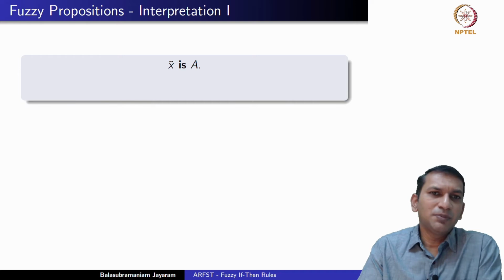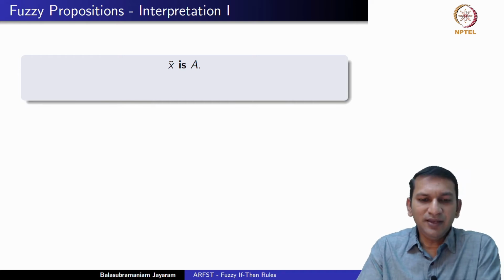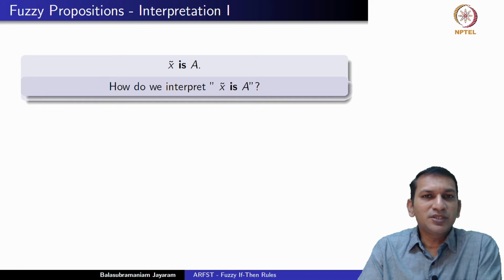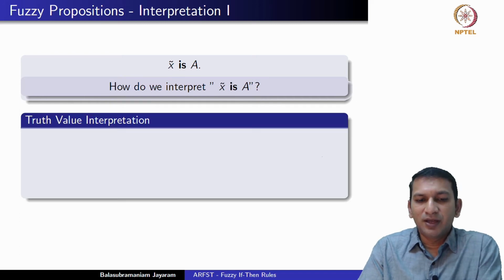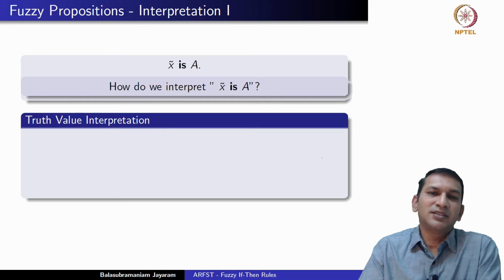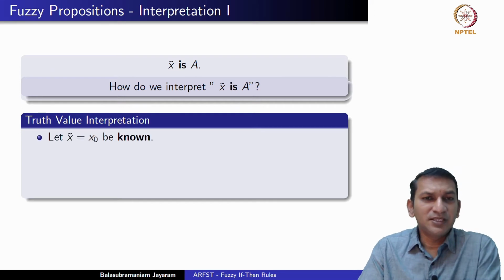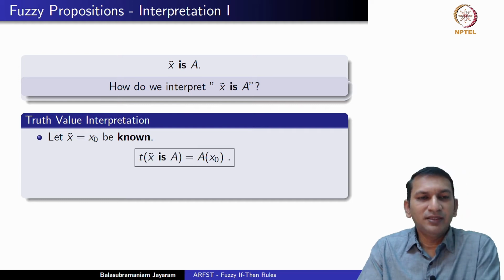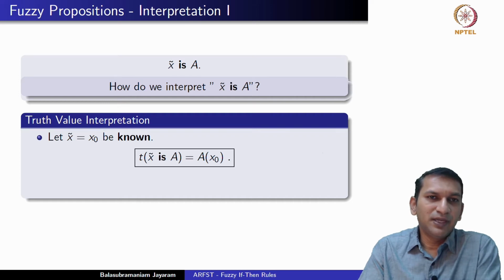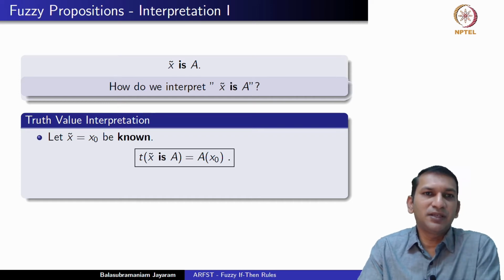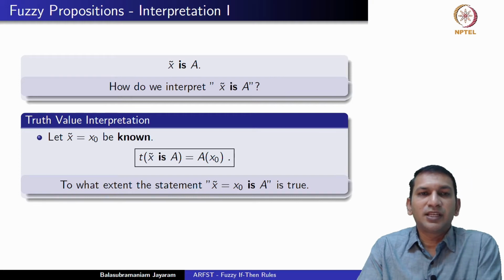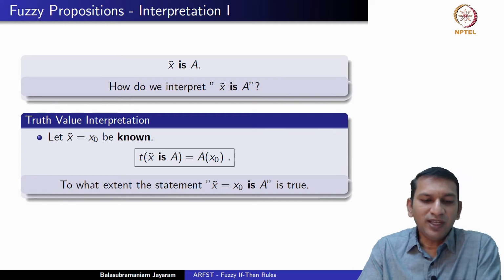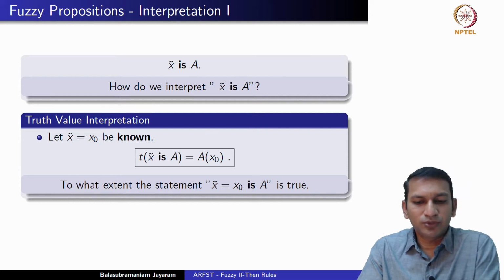Now, we know a fuzzy proposition is of the form x tilde is A. The question was how to interpret this. One interpretation is as a truth value determination. That means if you are given a particular precise value for x tilde, then the membership value of this x naught in A becomes the truth value of the statement itself. So we are expressing to what extent the statement x tilde is equal to x naught is A is true.